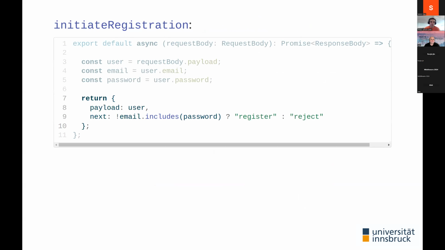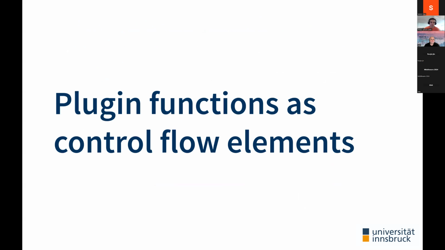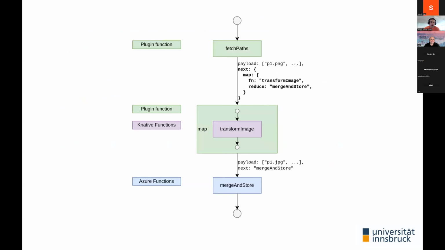So in the return statement here, we can see the usual payload, but also a field next, which dynamically describes which function should be executed next. With this concept, I can show you how we can use plugin functions as control flow elements. In our previous workflow, fetch paths would indicate with its next field that the next operation should be a map block with a transform image operation, and for the reduction we use merge and store.